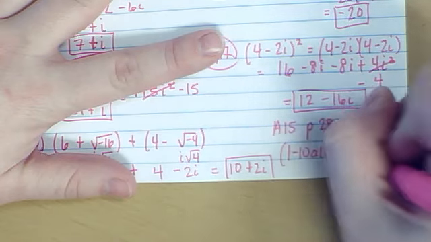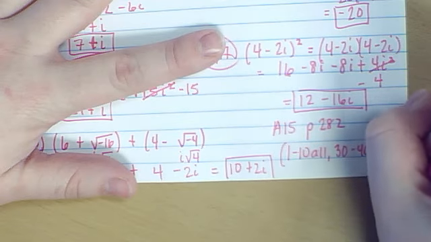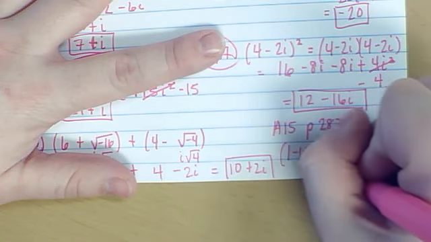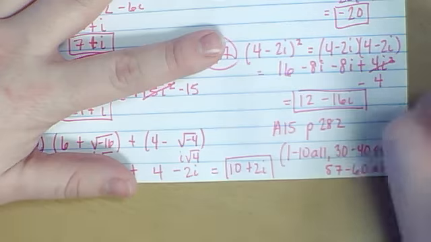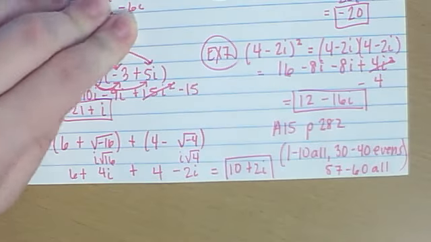Okay, the assignment that was given for this lesson is A15, page 282, 1 through 10 all, 30 through 40 evens, and 57 through 60 all. If you have any questions, please let me know, and good luck.